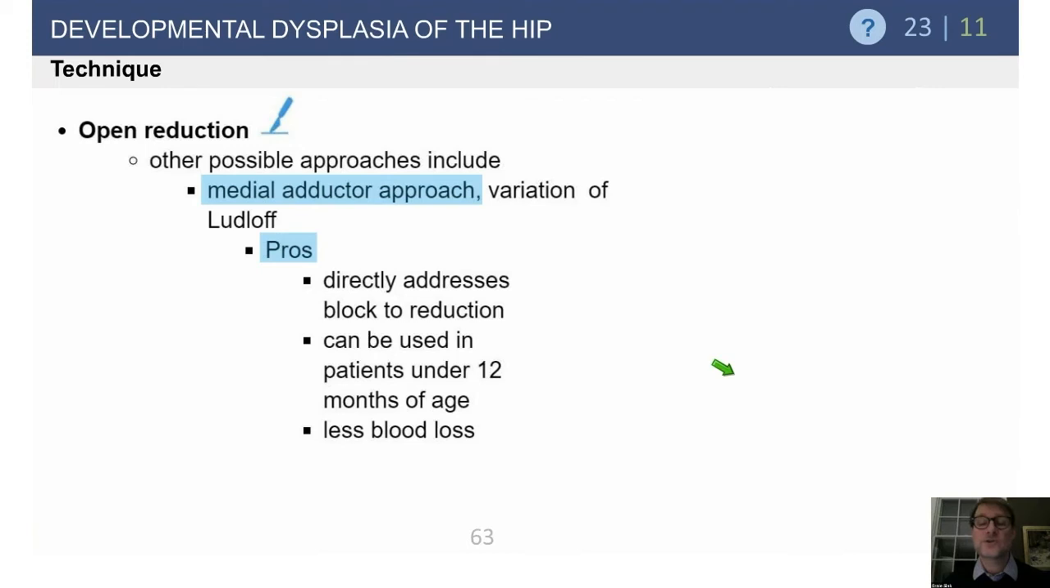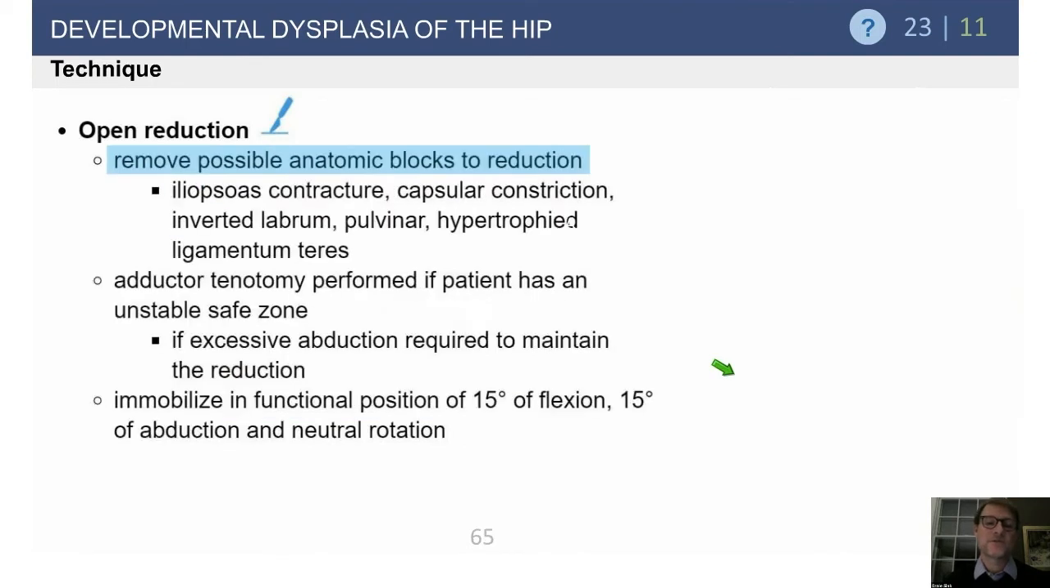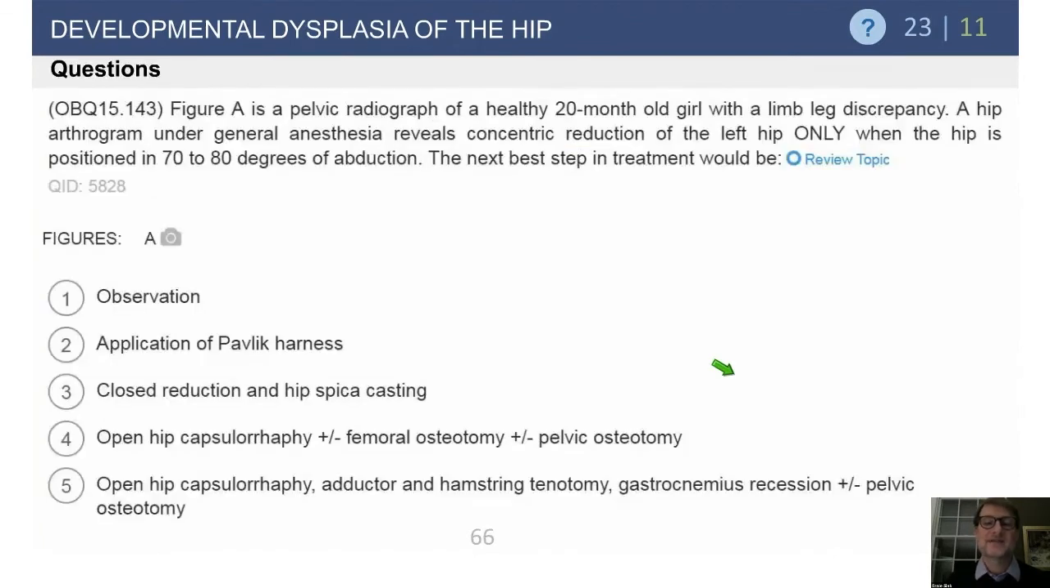It can be done in younger children, but I still think you can do the open reduction anteriorly in younger children. And they said less blood loss, but you don't have a lot of blood loss during the open reduction. The cons: you can't perform a capsulorrhaphy, and the medial circumflex is close, so there may be a higher incidence of avascular necrosis. In the open reduction, the key point is to remove the anatomic blocks to reduction, which are the iliopsoas tendon, the hip capsule, an inverted labrum, the hypertrophied pulvinar, and the ligamentum teres. Once you reduce this, you can get the hip nicely reduced, and this will allow you to perform your capsulorrhaphy and put them in a spica cast.